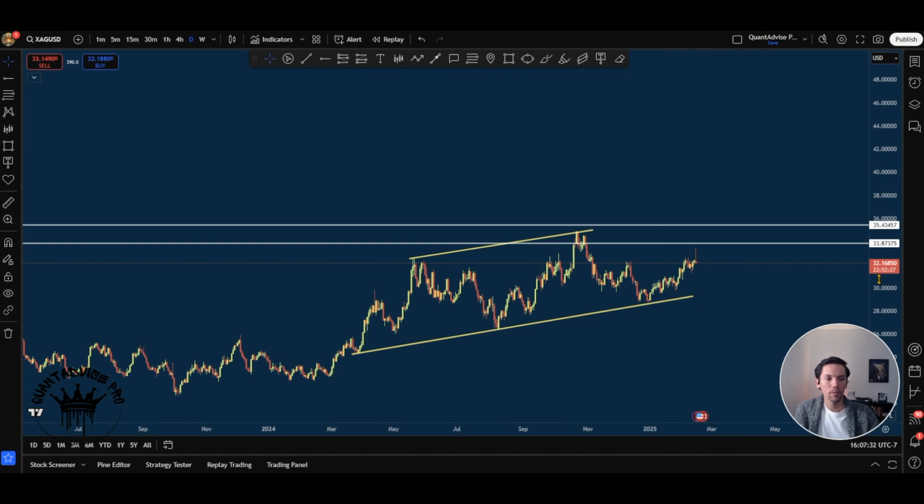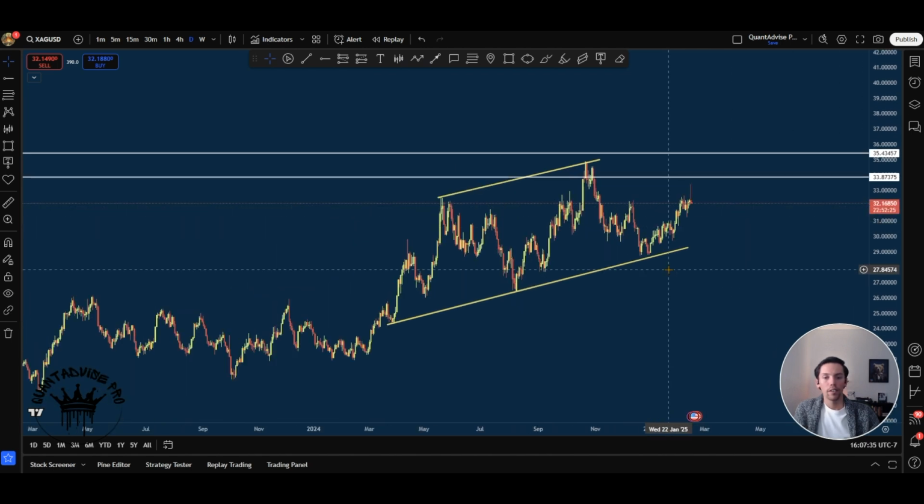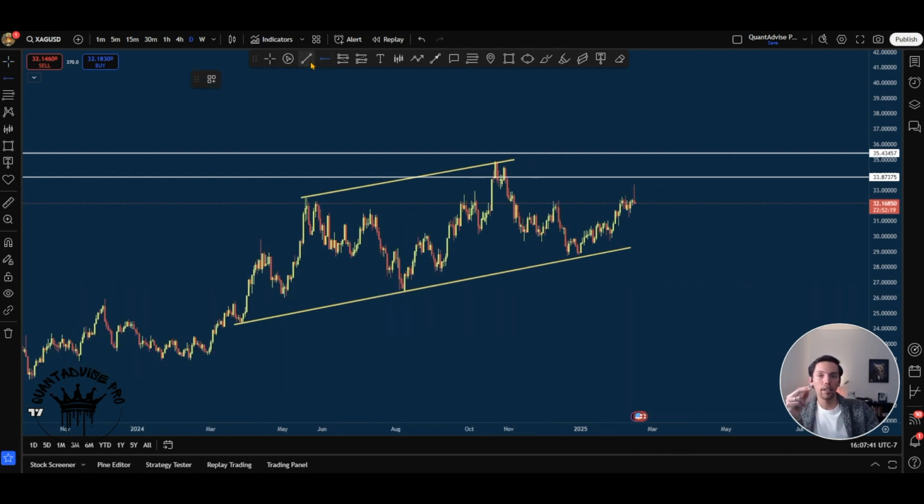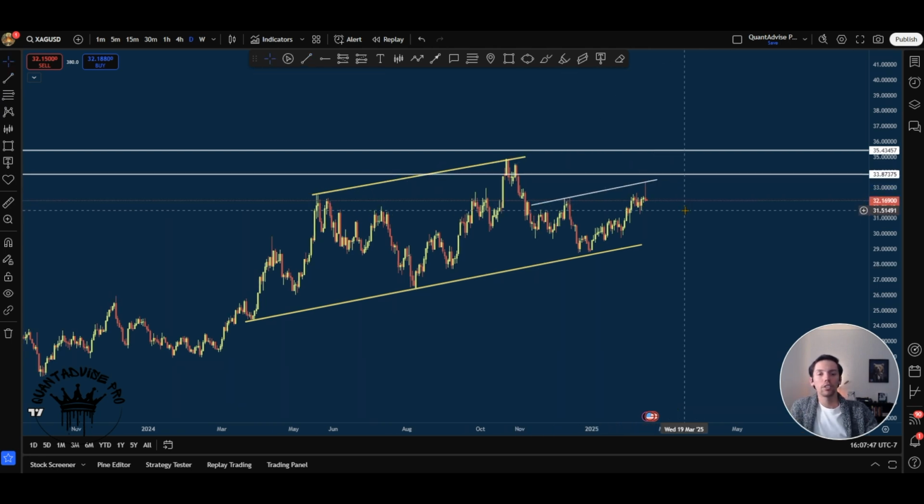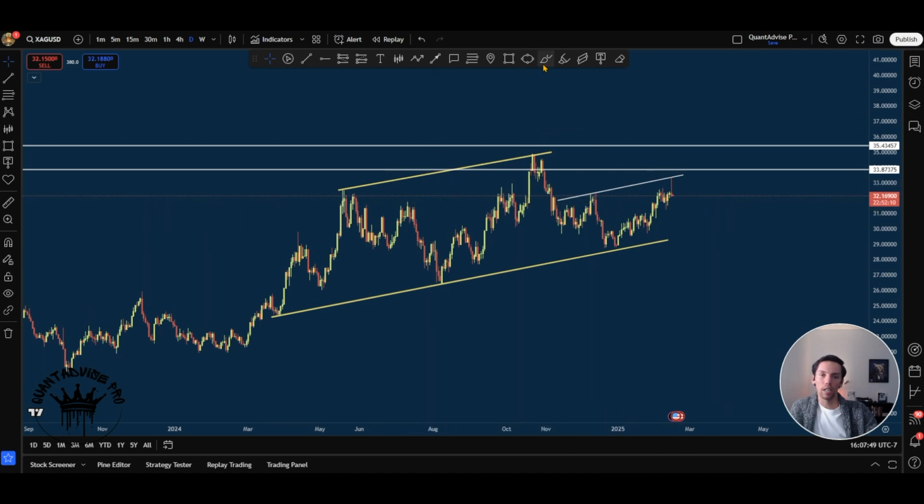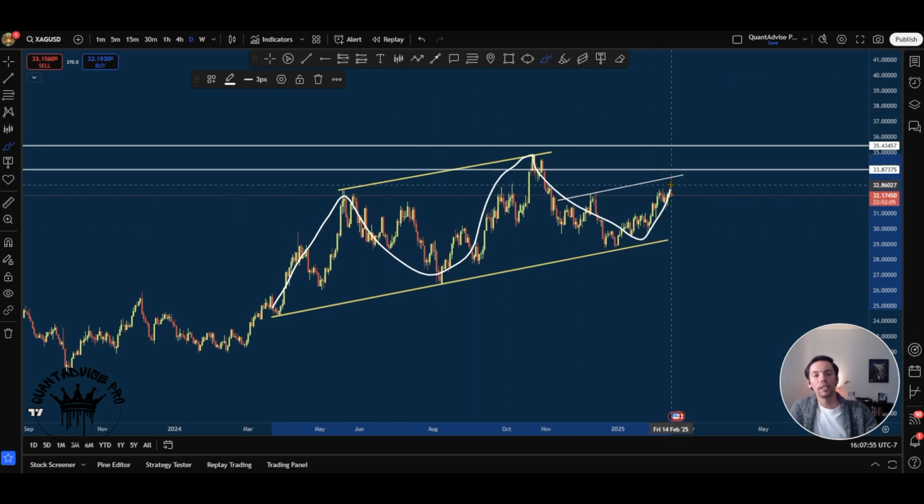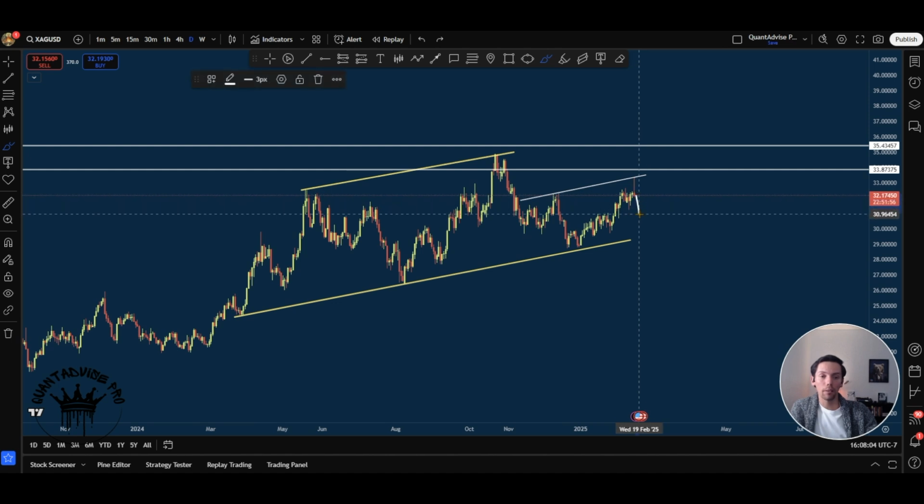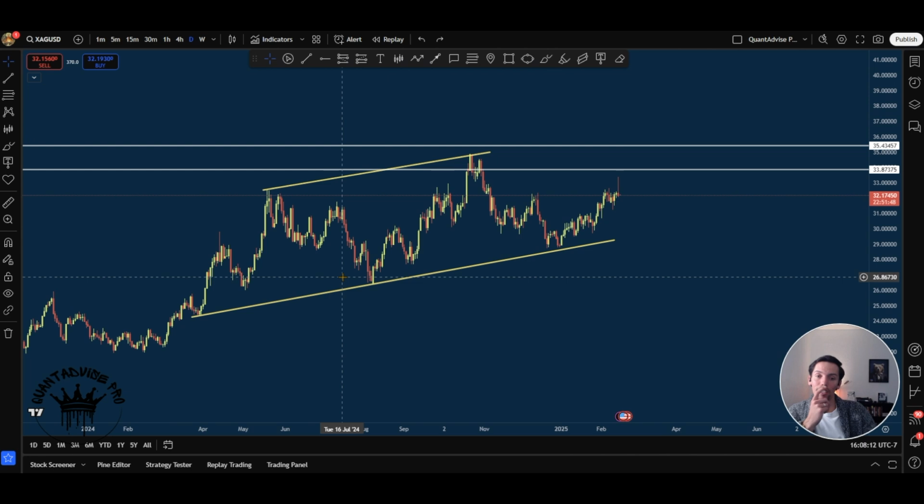Let me minimize this. Now this is again that channel that I just showed you on gold. Now I love the way that price is forming here, because this is kind of like a channel within a channel. So you have a first leg here, second leg here. And now we're going to see if we get a rejection in this area to push back lower, right? But most of the times like this, you might get a little bit of a retrace, but then you'll get that continued push higher. So I'm just thinking silver is going to go ahead and continue to push up.